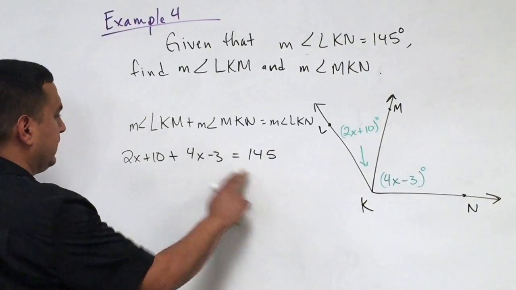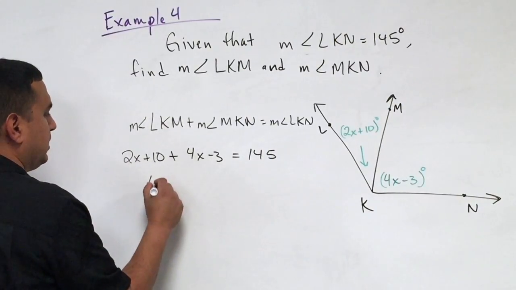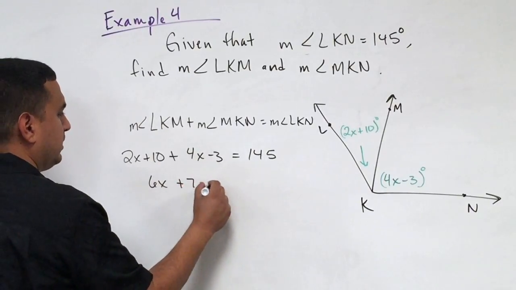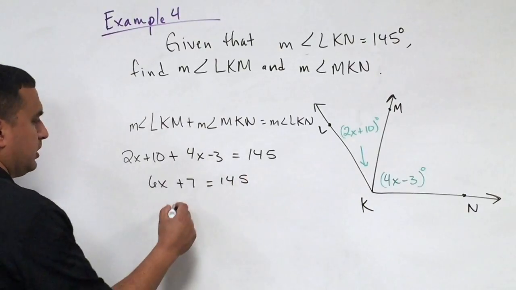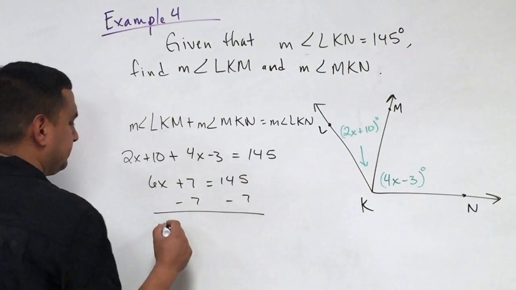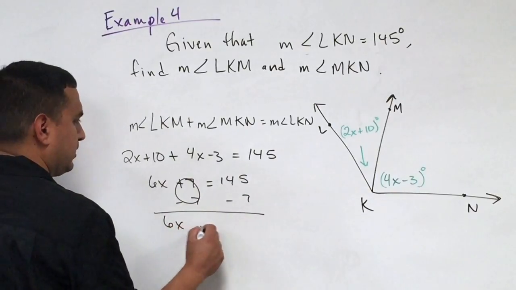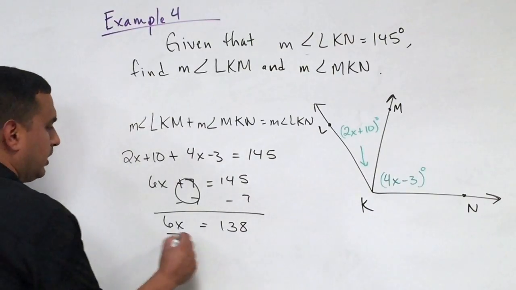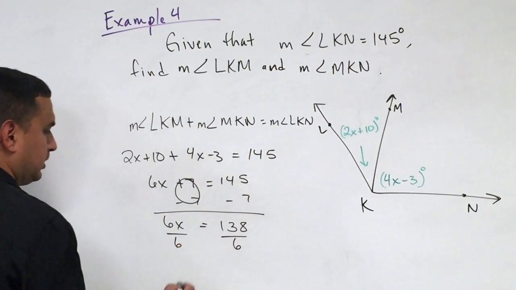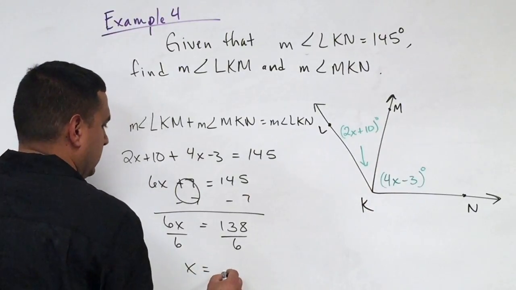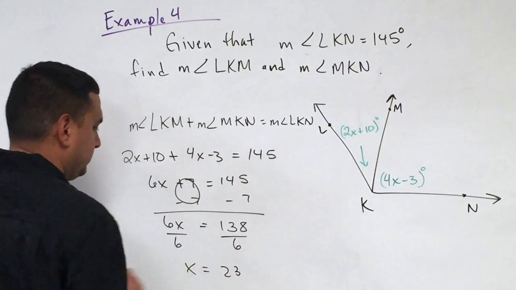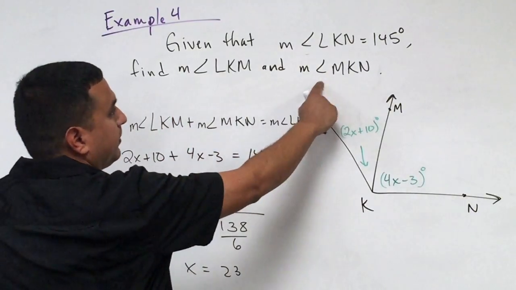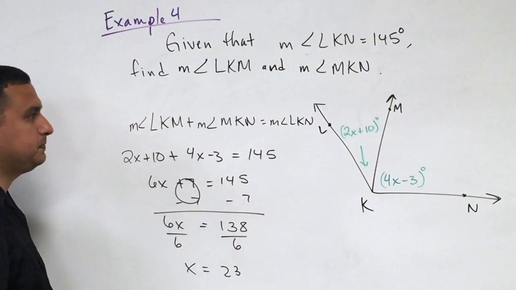All right, now I can combine like terms, so this 2x and 4x would give me 6x. And I have a plus 10 minus 3 is going to give me plus 7. So then I subtract 7 from both sides. That goes to 0. It tells me 6x is equal to 138. And if I divide by 6, it tells me that x is going to be 23. Okay, but again, we're not done because it doesn't say find x. It says find the measure of angle LKM and find the measure of angle MKN.